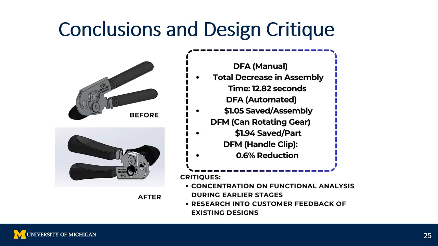Conclusion and design critiques. For manual assembly, we're able to decrease the total time of assembly by 12.82 seconds. For automated, we save $1.05 per assembly. For the cam rotating gear, we're able to save $1.94 per part, while for the handle clips, we're only able to reduce price by 0.6%.